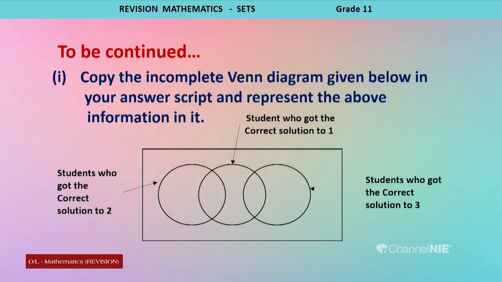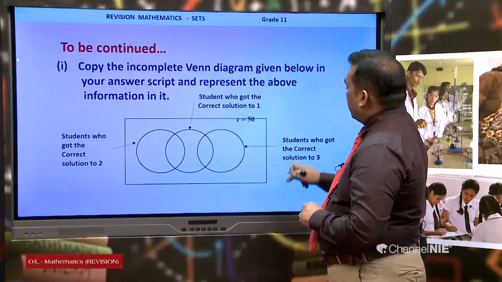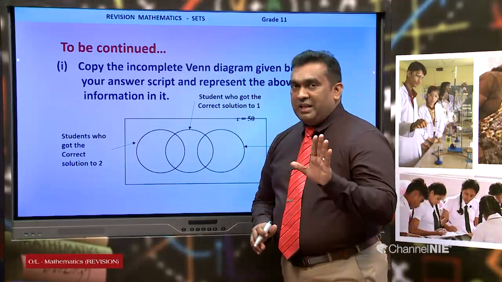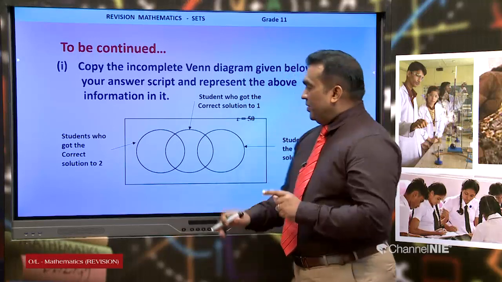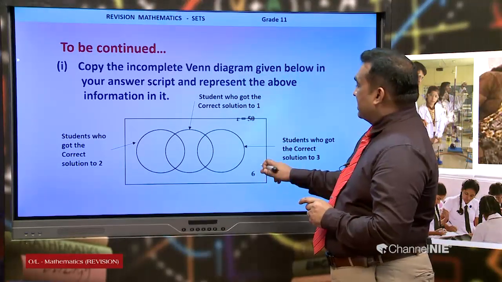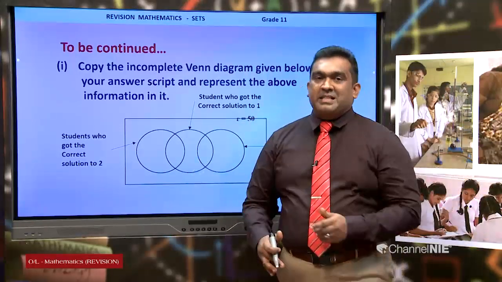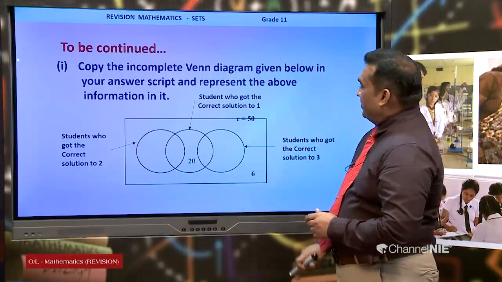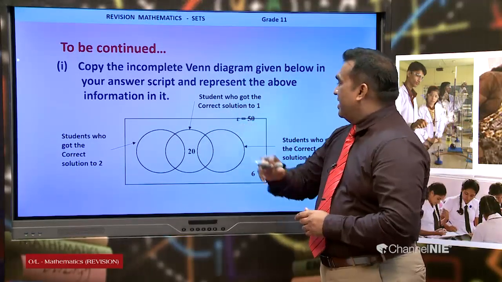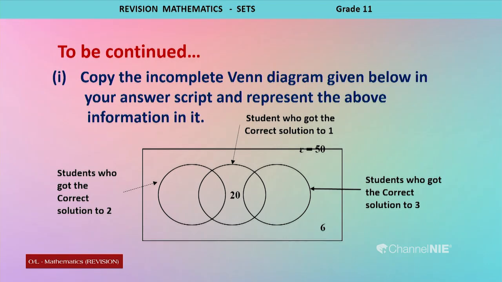Right? Students who got the correct solution to question number 2, here question number 1, here question number 3. Universal 50 students, can you see it? 50. I told you 50. Here 6, complement of all the sets, 6 elements. Here only question number 1, 20 elements. Then question number 3, total number of elements in this set 8. Sum of these two regions is 8. Next one.